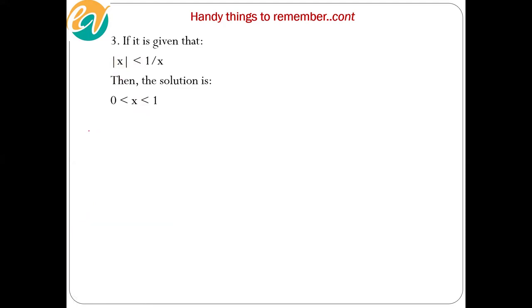If x is equal to minus 1, then left hand side will be 1 because it's the absolute value of minus 1, right? And on the other hand, what is the right hand side? 1 by minus 1, which is minus 1. Clearly, 1 is not lesser than minus 1, right? So obviously negative values do not hold true.